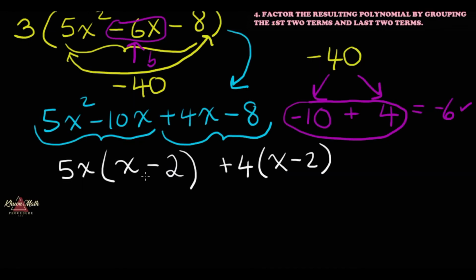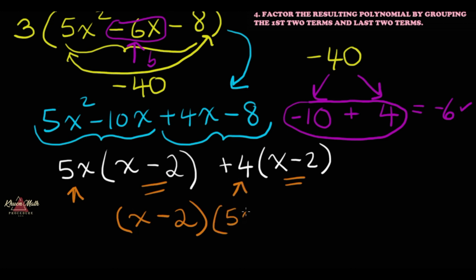If you look at the polynomial, you can see that you have a common factor. You get the x minus 2 for this term, and the x minus 2 for this term. And that's your common factor. So you can factor this by taking out that common factor, x minus 2. When you take out x minus 2, you're left with 5x and positive 4, so that's 5x plus 4.